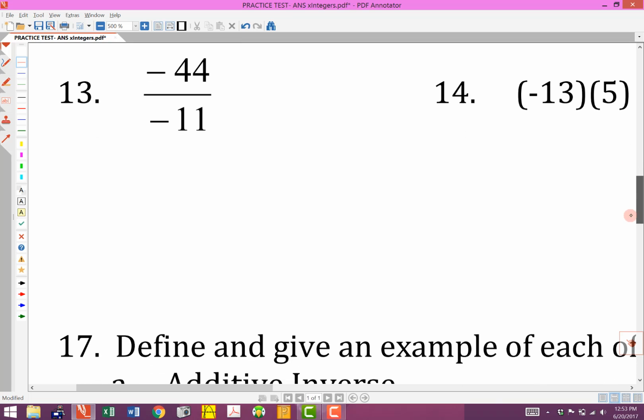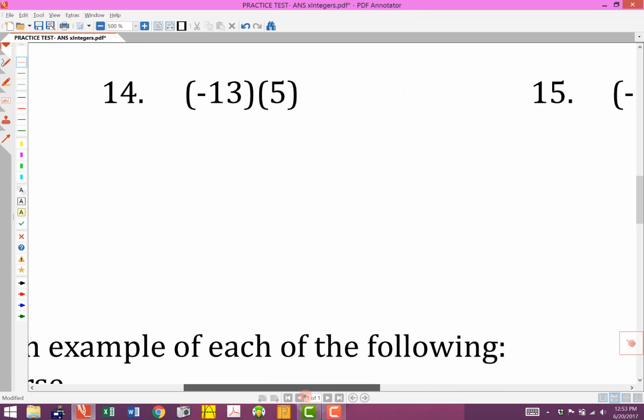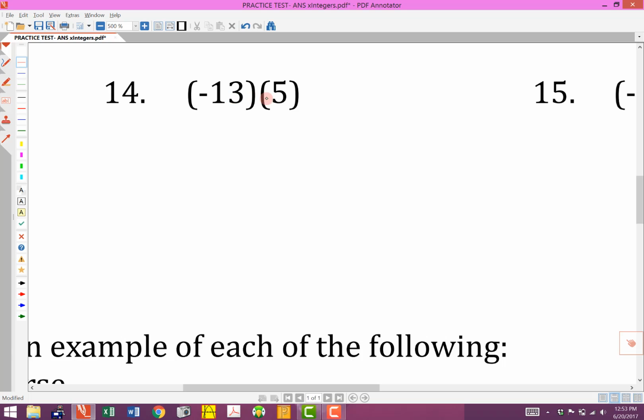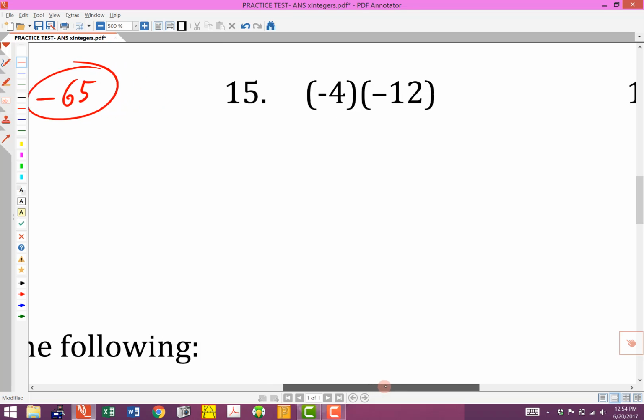Come back over here and do these next couple. I'm hoping this test goes pretty quickly, but I'm also hoping everybody gets 100%. There's a negative divided by a negative. We've got a positive. 44 divided by 11 is 4, so positive 4 is the answer there. Let's see, on number 14, negative times a positive, answer is going to be negative, and 13 times 5, if you multiply those two together, you get 65. And again, if you need to do some stacking or something like that, do 13 times 5. You're welcome to do that if that helps.